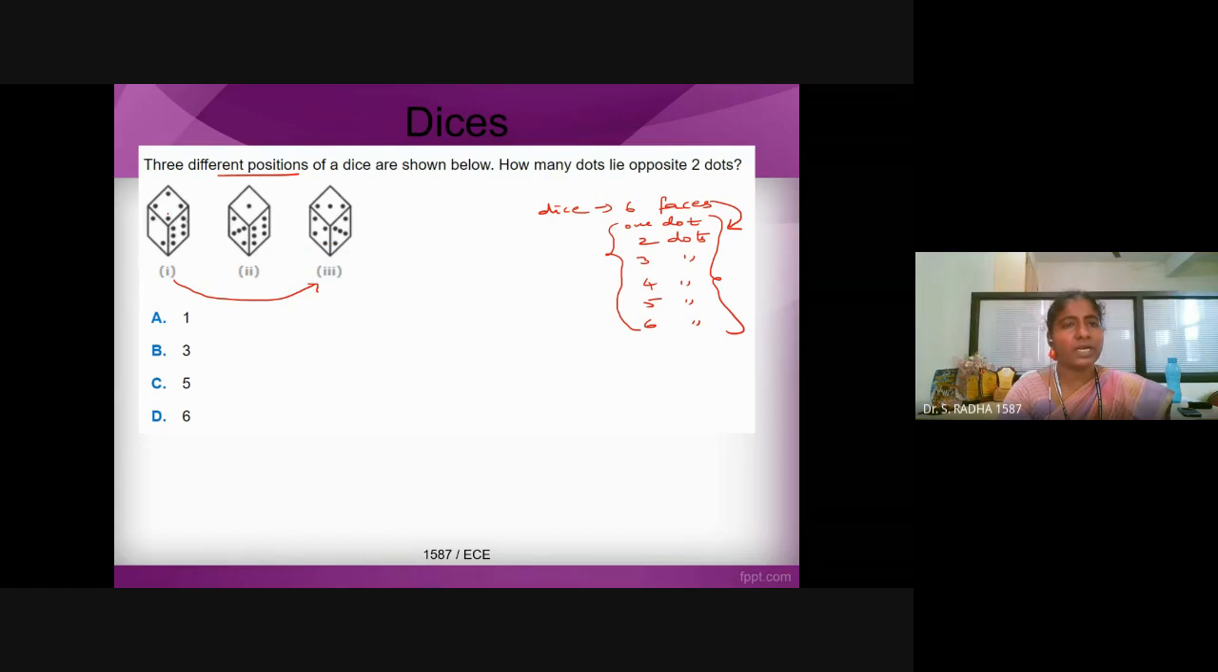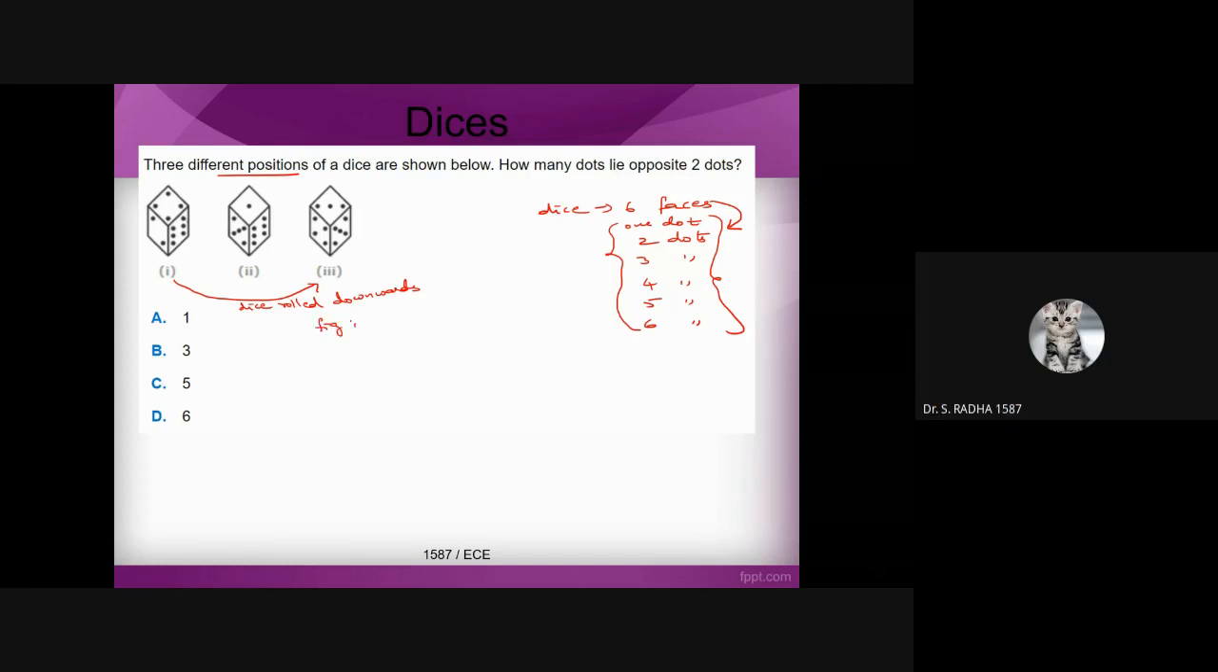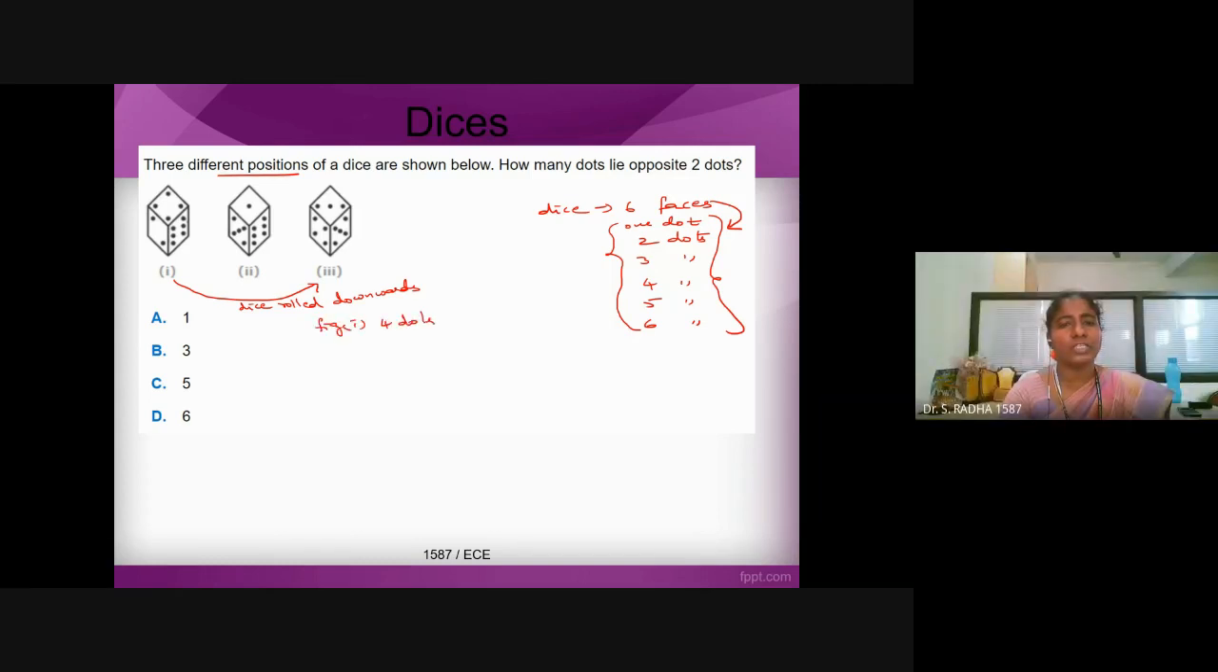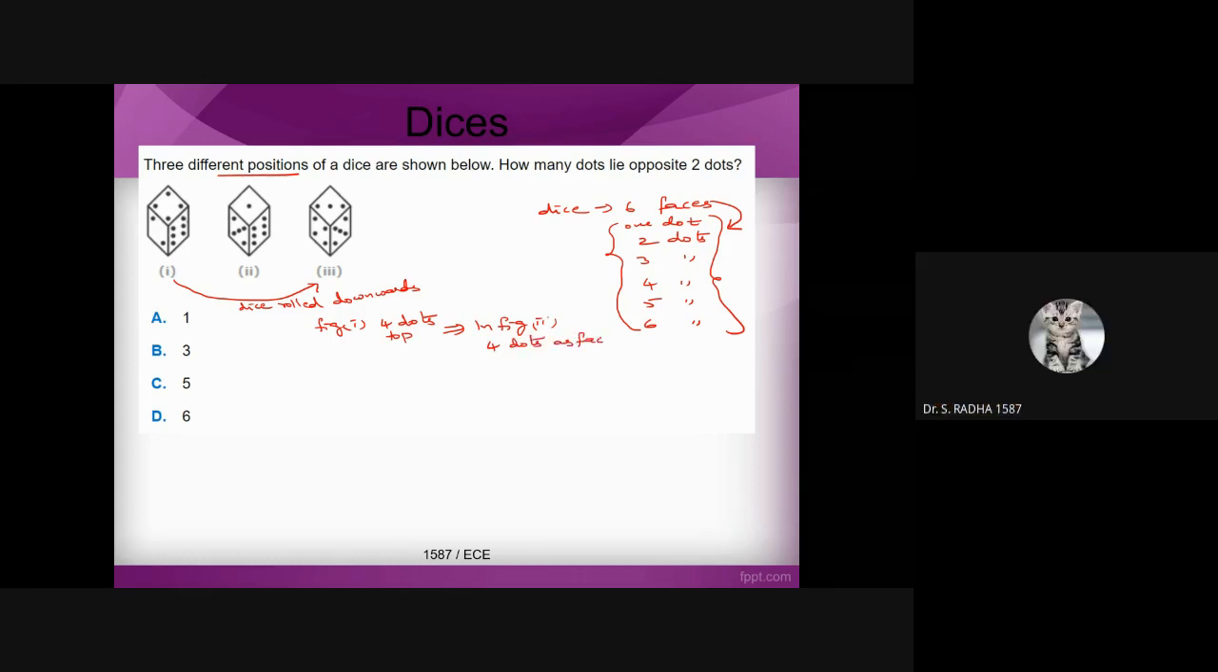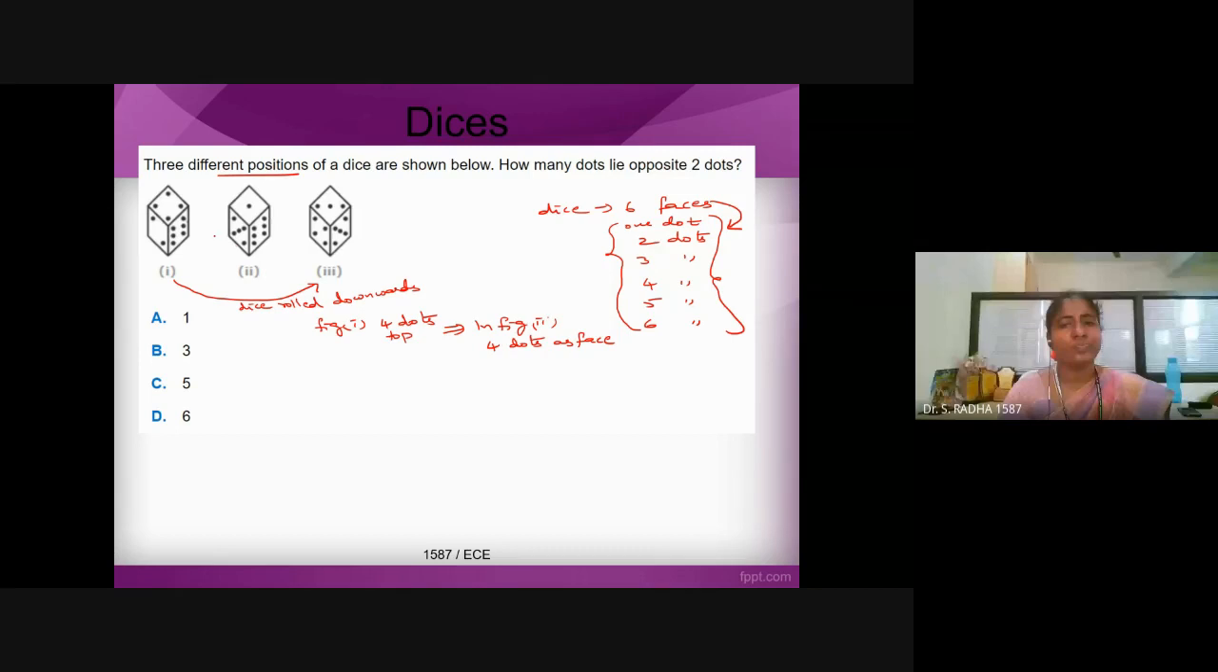The 4 dots has moved from top to face. The dice has rolled downwards. So the 4 dots in figure 1 is present on top. In figure 2, 4 dots has become face. 4 dots has moved here. Now the opposite face has come to the top.